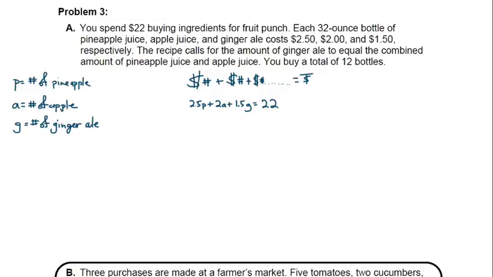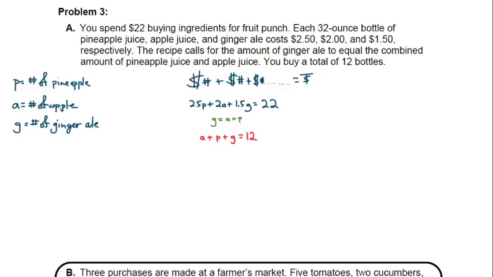The second equation is a comparison. They say the recipe calls for ginger ale to equal the combined amount of pineapple and apple. Okay, so that's a comparison. Ginger ale equals the combined apple and pineapple. And last but not least, they straight up tell us how many bottles. You buy a total of 12 bottles. So, however many apples I buy, plus however many pineapples I buy, plus however many ginger ales I buy, equals a total of 12 bottles.